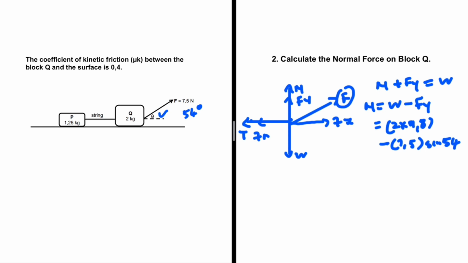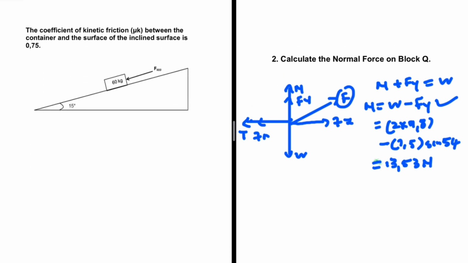Okay, my calculator is in degrees and not radians. The normal force that I'm getting is 13.53 newtons. So there we go. This is the formula you use when you have a force applied which is above the x-axis. The normal force will be equal to the weight minus the y component of the applied force. There we go. Let's go ahead and take a look at our third case.